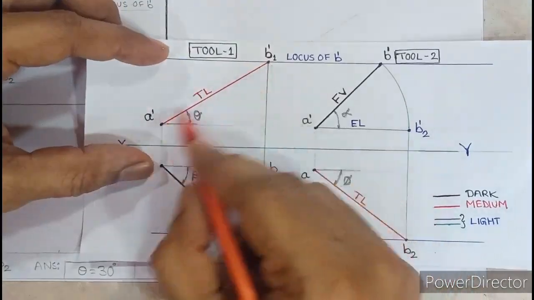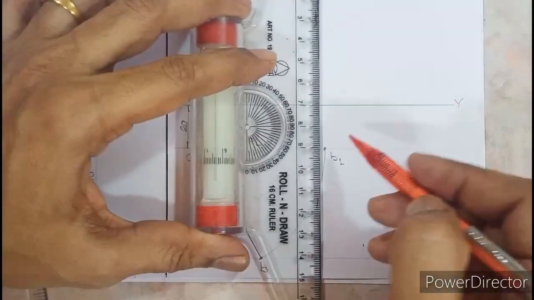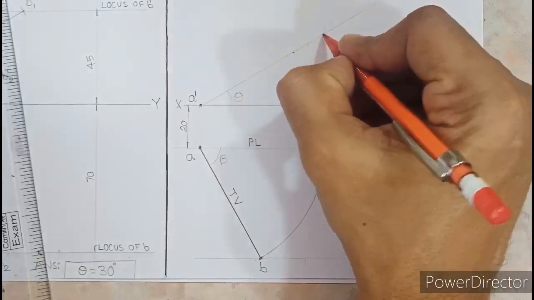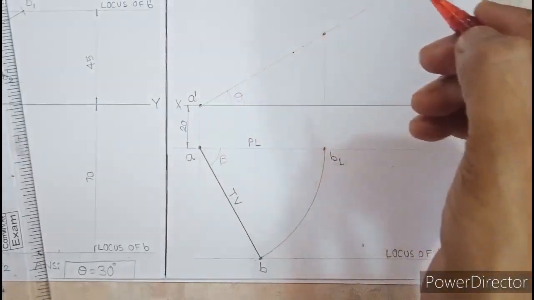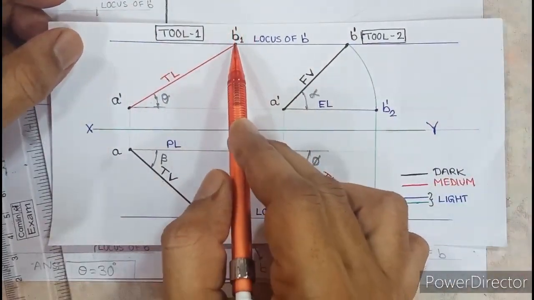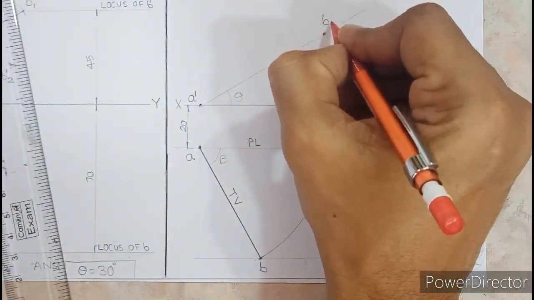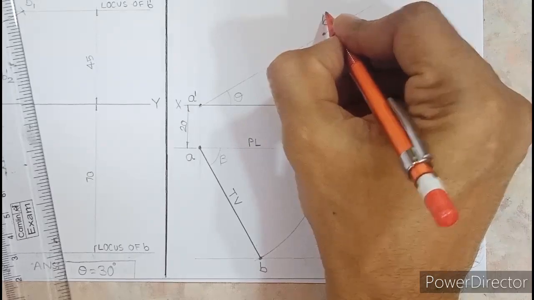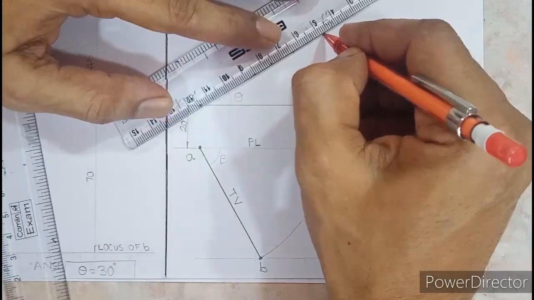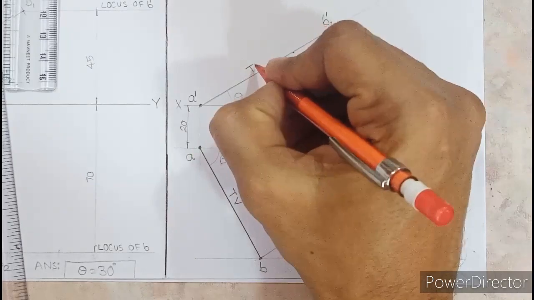Further, project B1 to cut angle theta. So parallel to this projector A-A, roll and project to intersect theta. Wherever both the lines intersect, that point as per the tool is B1 dash. And B1 dash should be joined with A dash, medium dark. So this point is B1 dash. Join B1 dash with A dash, medium dark, and you will get the true length. Just slightly you need to darken it, not much. So I've done that. This is the true length, write TL above the line, along the line.